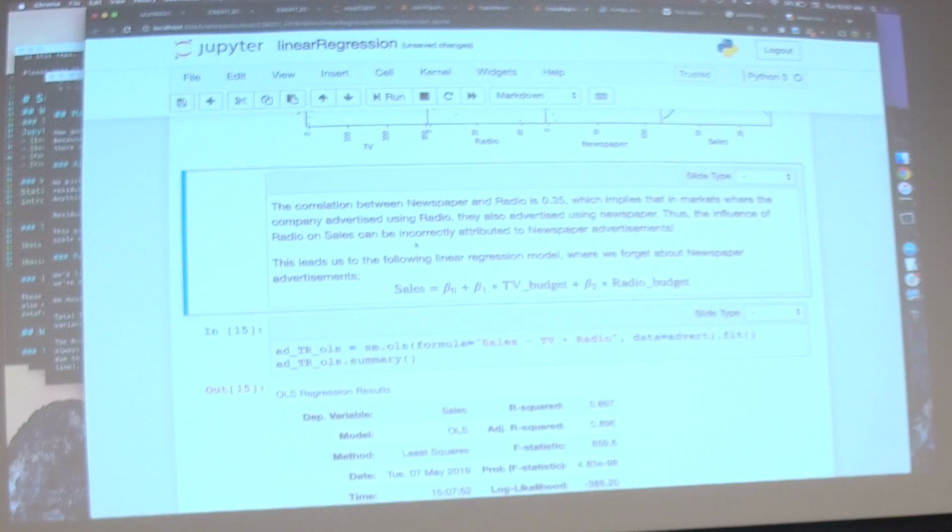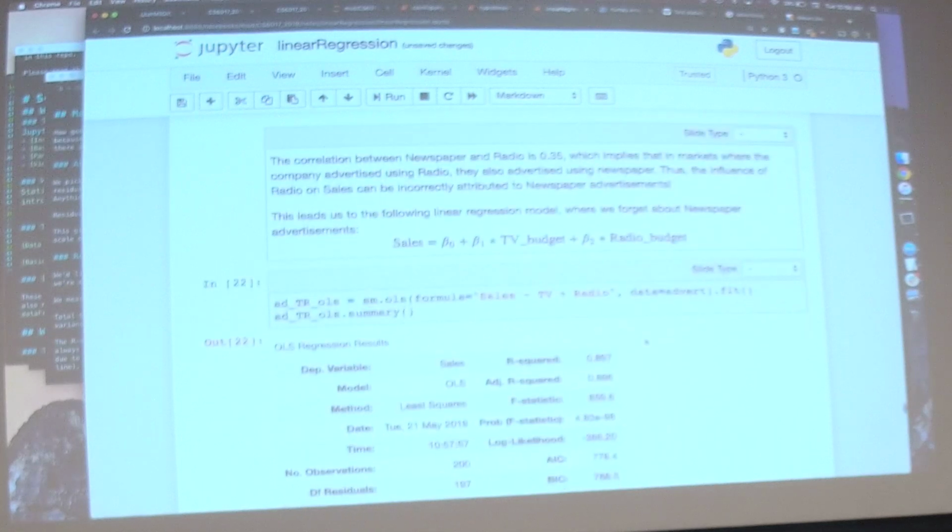So knowing that, we might change our model, say, okay, let's throw newspaper out, and we won't use it in our prediction. So we'll make a new model that's just looking at TV and radio. It's a simpler model. We'll see what we can do with the 2D model that we couldn't do with the 3D model in a second. So now we just do TV and radio.